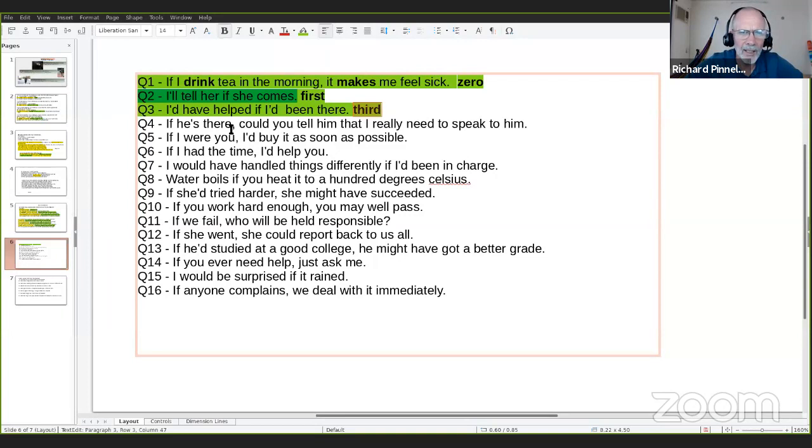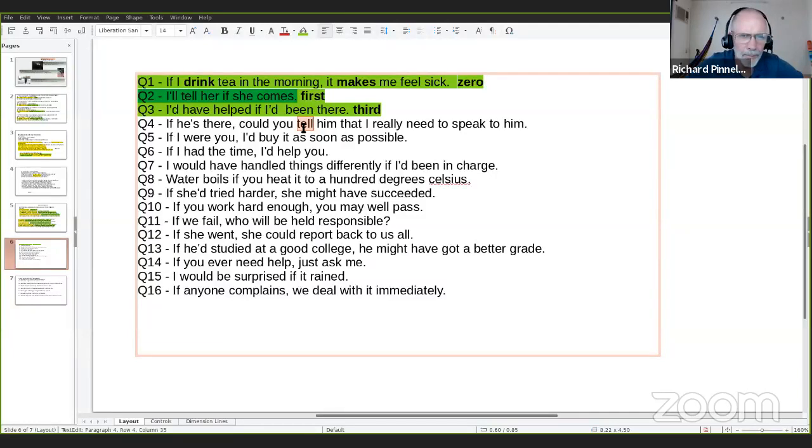If he's there, could you tell him that I really need to speak to him? Well, this is actually, I didn't mention earlier, but in the second conditional and all of them, actually, we can use could instead of would. So here the could is replacing the would. If he's there, could you tell him that I really need to speak to him? Present simple here, could, which is like would, plus verb.